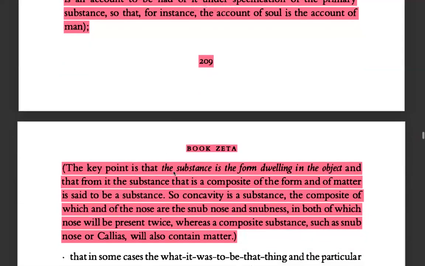The key point is that the substance is the form dwelling in the object, and that form, the substance that is a composite of the form and of matter, is said to be substance. So concavity is a substance, the composite of which and of the nose are the snub nose and snubness, flatness, in both of which nose will be present twice, whereas a composite substance such as snub nose or Callias will also contain the matter.